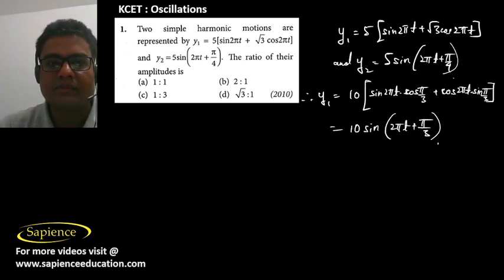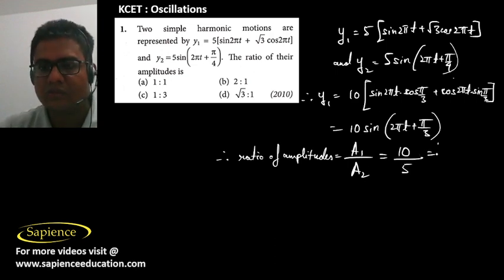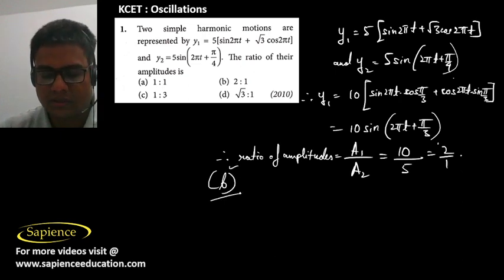So then the ratio of their amplitudes will be equal to a1 by a2. So a1 is the amplitude of y1, which is 10, and a2 is the amplitude of y2, which is 5. So that is 2 by 1. So 2:1 is the answer. Option B is the correct answer.